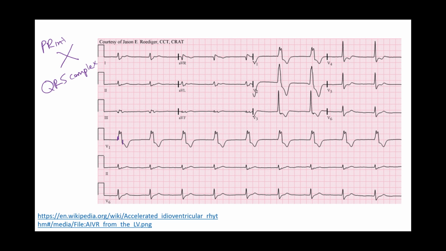I would say this is almost 4 to 5 little boxes. Let's go with 4 little boxes, which is abnormal, right? Because normal is between 1 to 3. So we would say this is a wide complex.